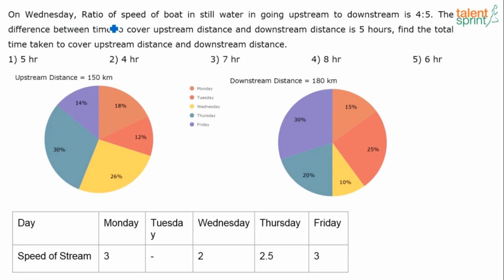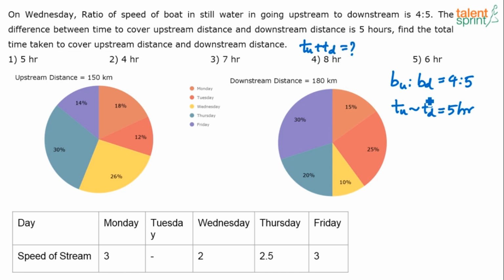On Wednesday, the ratio of speed of boat in still water going upstream to downstream is 4:5. So boat upstream versus boat downstream, the ratio is given as 4:5. You need to understand that BU is to BD equals 4:5. Next, the difference between the time to cover upstream distance and downstream distance is 5 hours. So time taken to cover upstream minus time taken to cover downstream is equal to 5 hours. Find the total time taken to cover the upstream distance and downstream distance. So he's asking us to find out TU plus TD equals what?